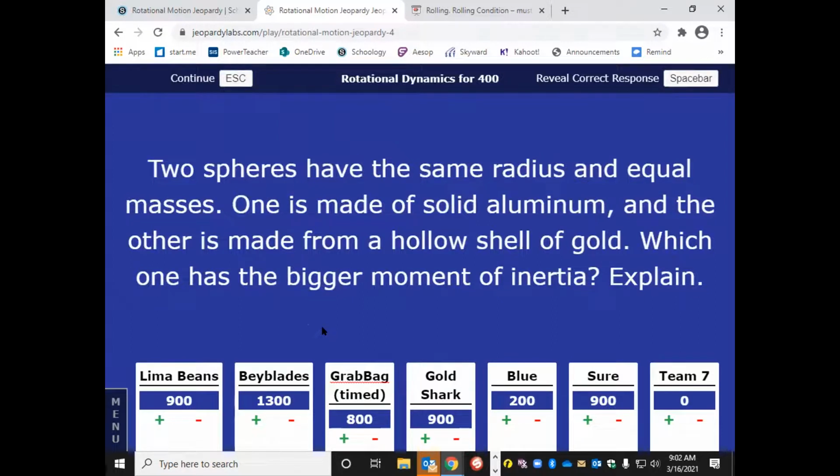Two spheres have the same radius and equal mass, but one is made of solid aluminum and the other is made from a hollow shell of gold. Which has the bigger moment of inertia?